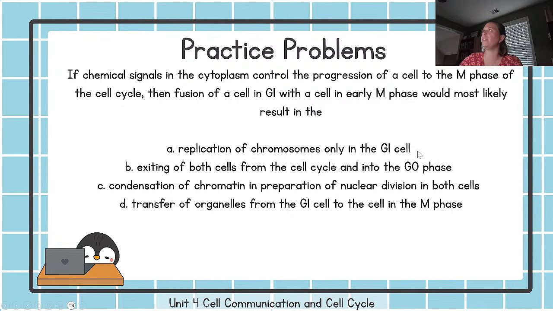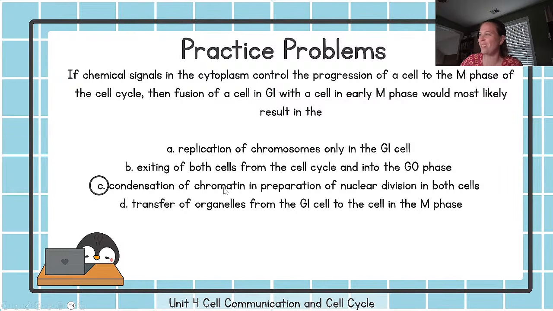Replication of chromosomes only in the G1 cell. Well, if they're together, I'm not going to have replication of chromosomes happening in one or the other because of the fact that they're now together and they're using the signals from one of them, right? Exiting both cells from the cell cycle and going into G0. Now, M phase one is already going through its process. Condensation of chromatin in preparation for nuclear division. Well, I do see that this one's an early M, right? So we're going to need to like condense to go through division. So C sounds pretty good. Transfer of organelles from G1 to the M phase. We're not going to see that, those are just going to jump ship. So the only logical answer we have, and I see all y'all are putting little question marks there, but of course it's C.